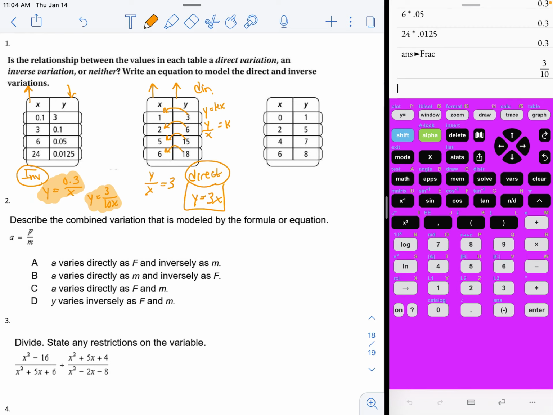Now I did that pretty fast. If you were not able to keep up or you did not understand, please rewatch that video. That's the benefit of being able to do it this way. Please rewatch, make sure you understand why one is inverse and why one is direct and how I got my equations.